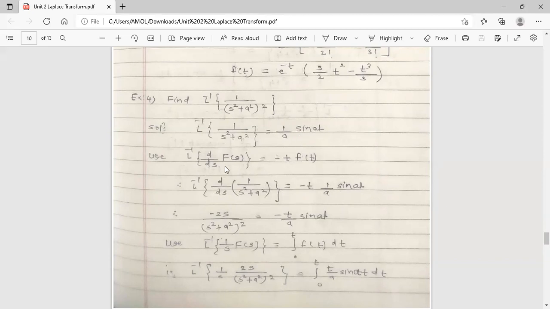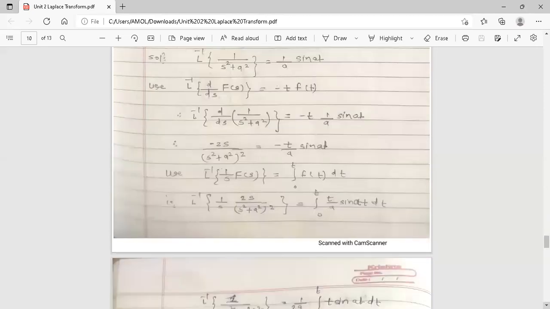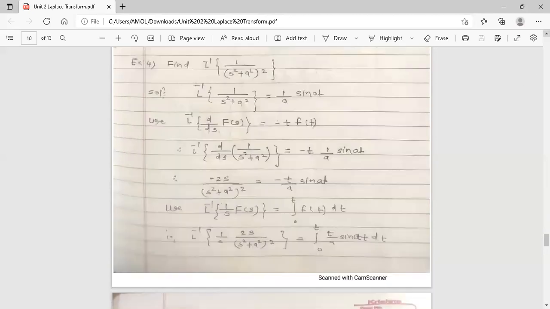So here, differentiate this 1 upon s square plus a square with respect to s. So its derivative is nothing but minus 1 upon (s square plus a square) whole square, and the derivative of s square is 2s. So the complete derivative is minus 2s upon (s square plus a square) whole square, which is equal to minus t upon a sin a t. So this is the term here. And then we are interested in the inverse Laplace transform of 1 upon (s square plus a square) whole square.